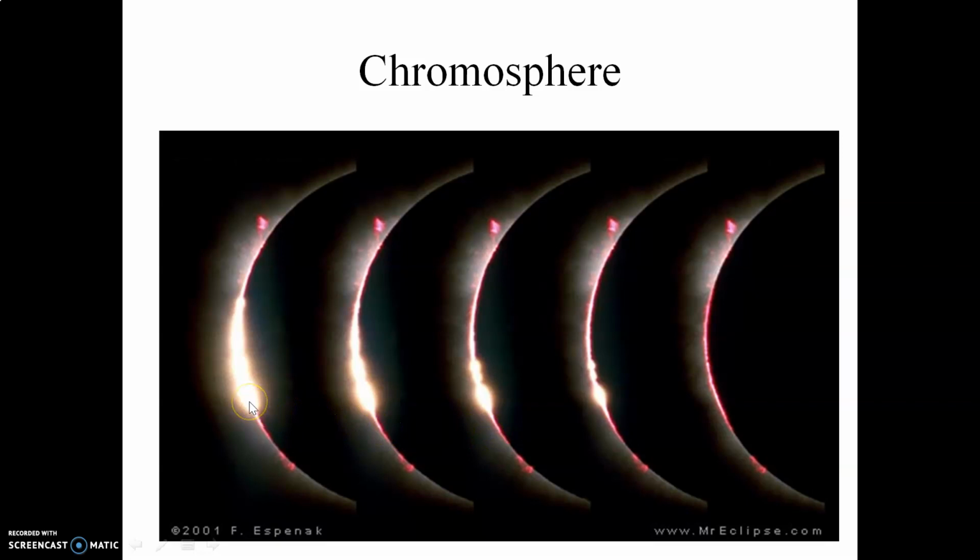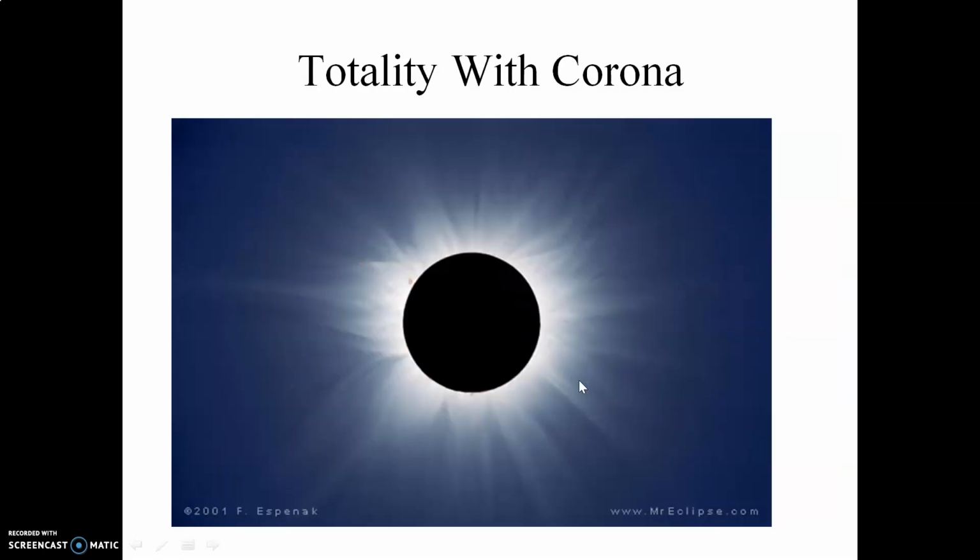So you're starting to see here, once again, the diamond ring effect, but then as the last little bits of sunlight start to peek through valleys on the surface of the moon, you can then see for just a split second what is sometimes referred to here as Bailey's beads. Right as totality occurs, you'll also be able to see for a brief moment this pink layer here of the sun's atmosphere called the chromosphere. This pink layer of the sun's atmosphere is always there, but once again, you're never going to be able to see it during normal daylight hours.